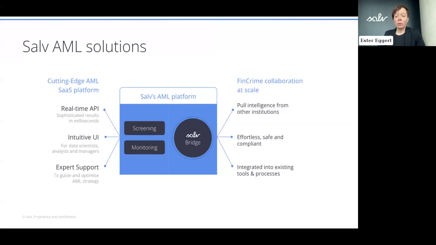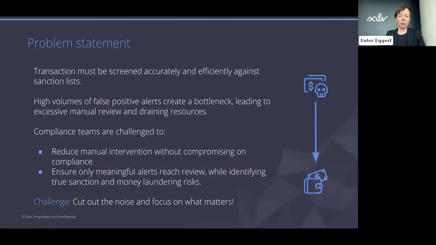The other side is our intelligence sharing platform, which is called Salv Bridge. Today, we won't be talking too much about that side. But if APP fraud is a relevant keyword for you, then reach out to us and perhaps there's a common topic to be discussed here. But having said that, let's get into the screening side.